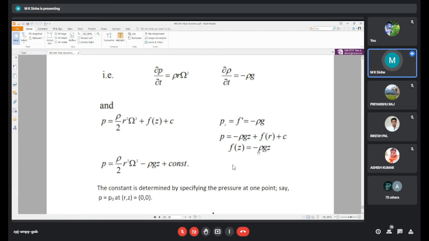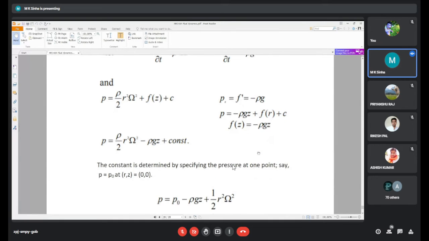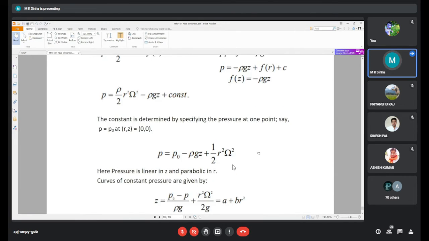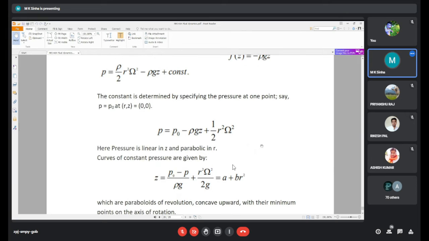So P equals rho times (1/2) r squared omega squared minus rho g z, plus a constant. The constant is determined by specifying the pressure at one point. So P equals P0, the initial pressure. Sometimes it may be zero, sometimes it is specified.